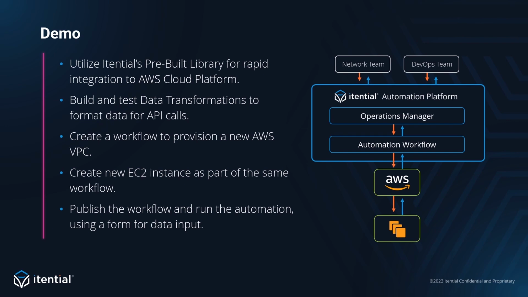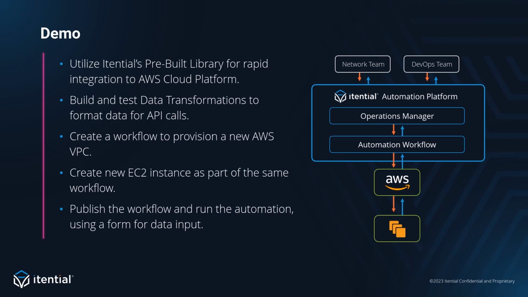On the right-hand side, you can see our diagram showing how we interact with the various systems today. You can see at the top various users, your network team, your DevOps team, able to come into the automation platform and work through Operations Manager. Operations Manager then triggers our workflow, and our workflow is able to talk to AWS, which then works with our VPC and our EC2 instance.